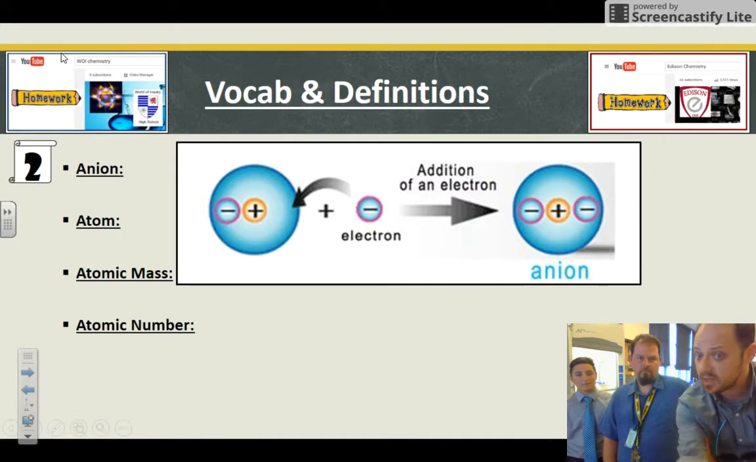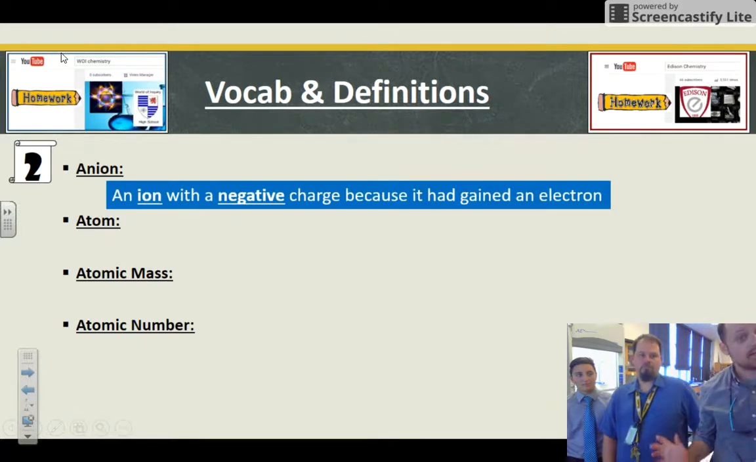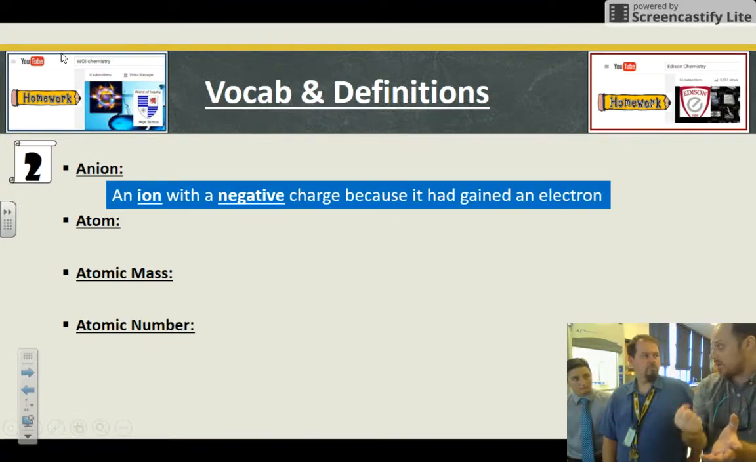But the definition is an ion that has a negative charge because it has gained an electron. It's tough to remember because electrons have negative charges. But when you pick up an electron from somewhere else, you gain a negative charge. And we call that an anion, a negative ion.